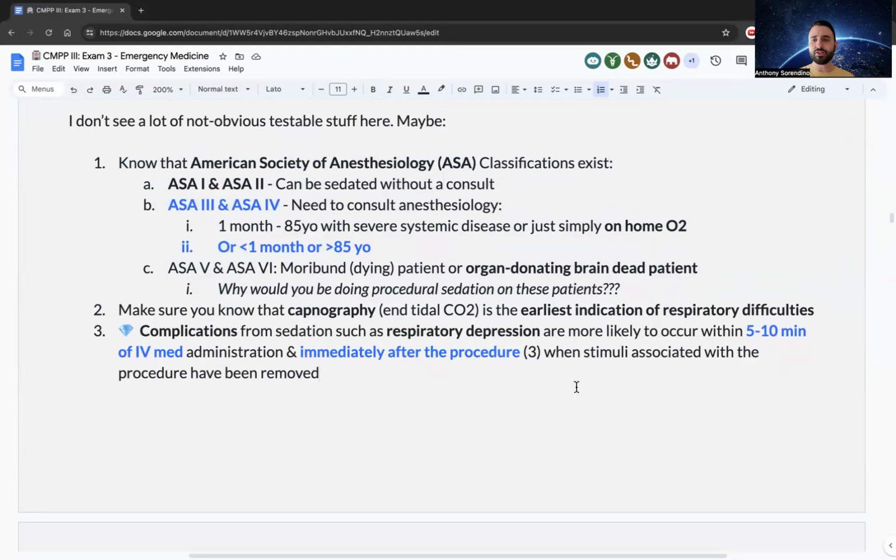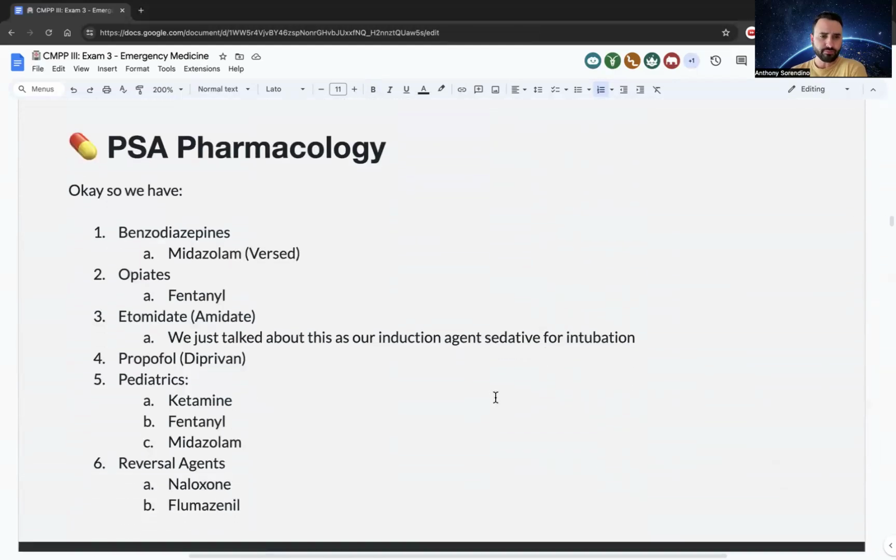Complications from sedation usually occur within 5 to 10 minutes. So if they're going to have some type of med reaction, it's going to happen pretty quick, or after the procedure when we're not delivering any stimuli, like touching their elbow or repairing a lac of their labial artery near their lip or something. So that's good to know. You're not out of the woods yet until you've monitored them for a while.